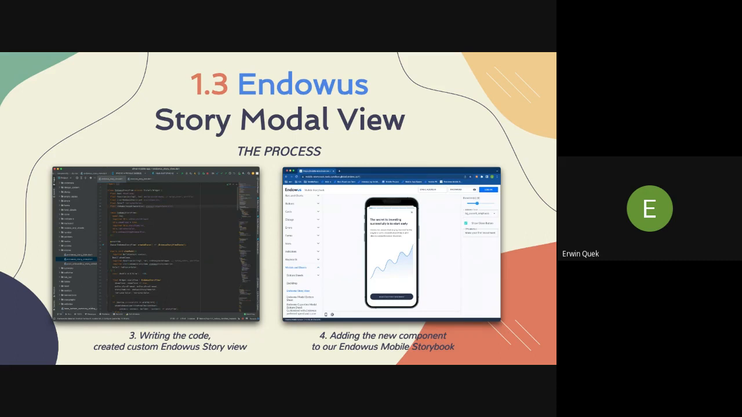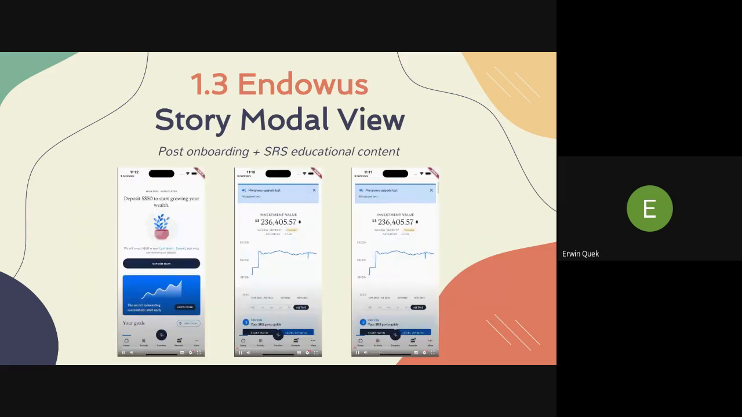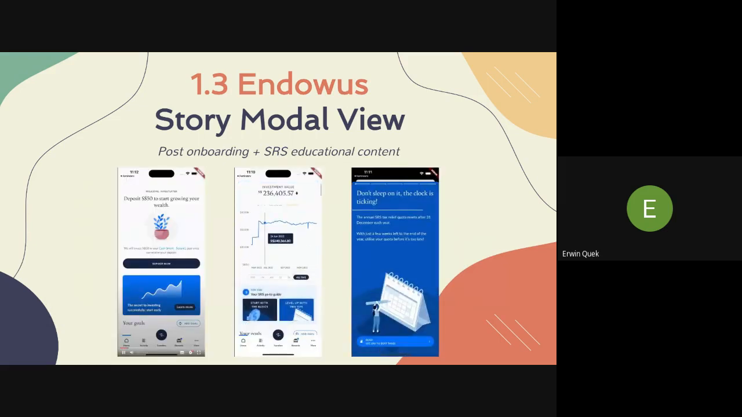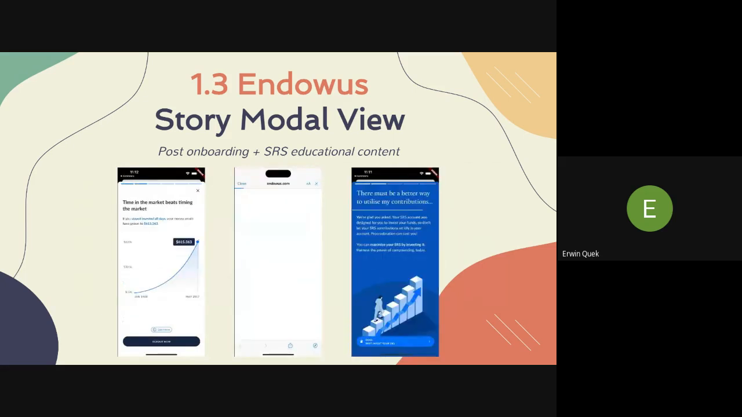After deciding on the package comes the implementation. I was able to use the package and also extend the class to make it more flexible for our use cases. For example, having a call to action button and also a tooltip button to redirect users to view Endow's web articles. And here's the final product. The Endow story model is currently being used for post-onboarding experience and also the SRS educational content reels.